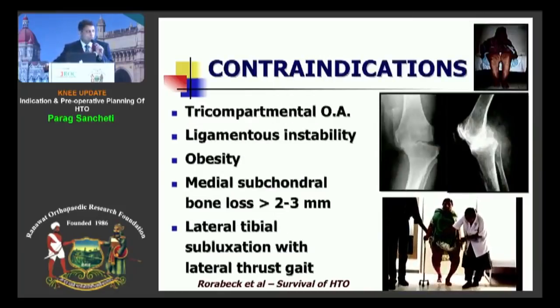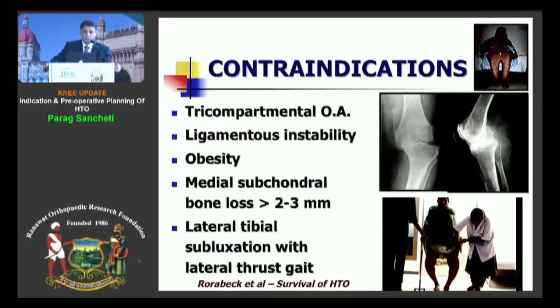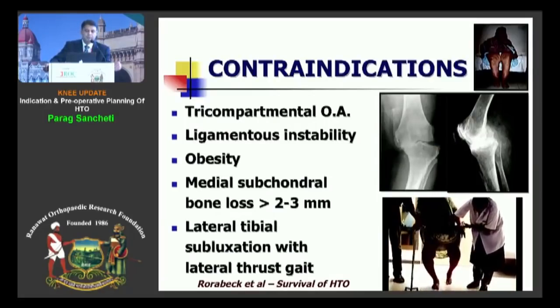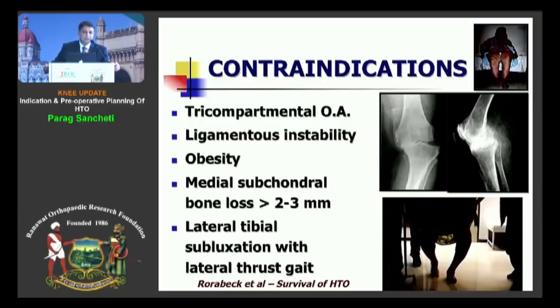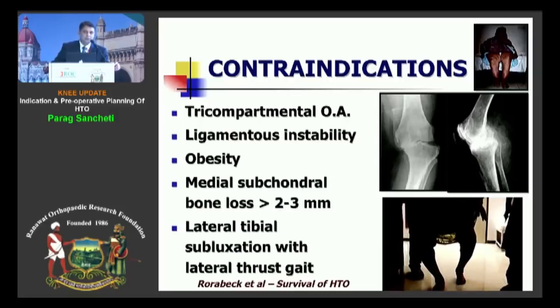In which conditions would you definitely not do HTO? Tricompartmental OA, more so with ligamentous instability, and a lateral varus thrust, which has been proven to give bad results, though you can modify your osteotomy and deal with that. But for a classical indication, that would be a no. Obesity: these are the patients you would not think of doing high tibial osteotomy, or for that matter even a uni, and probably total knee replacement would be the way to go.